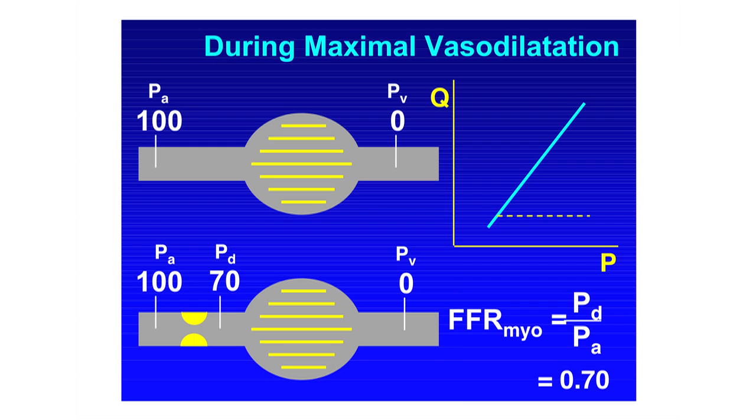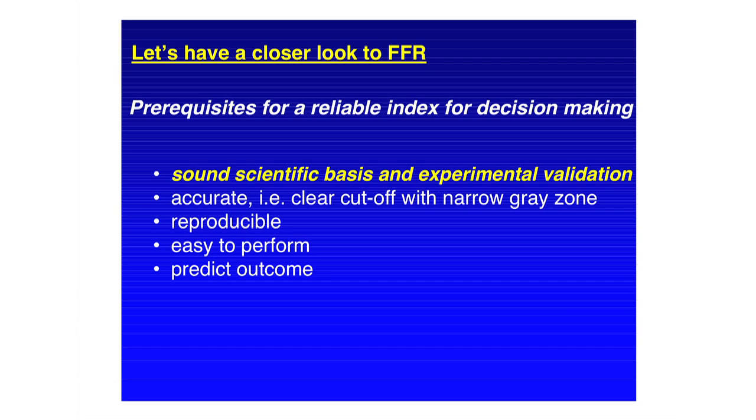So in fact, the ratio of maximum blood flows is represented by the ratio of pressures. In the upper part, the perfusion pressure is 100 mm mercury, in the lower part 70, so maximum blood flow achievable in the stenotic situation is only 70% of what it should be. And that is exactly what we mean by fractional flow reserve. In fact, it is that very fraction of maximum achievable blood flow which is still there despite the presence of a stenosis. Let's have a closer look now at FFR and let's see what are the prerequisites for a reliable index for decision making in a cath lab.